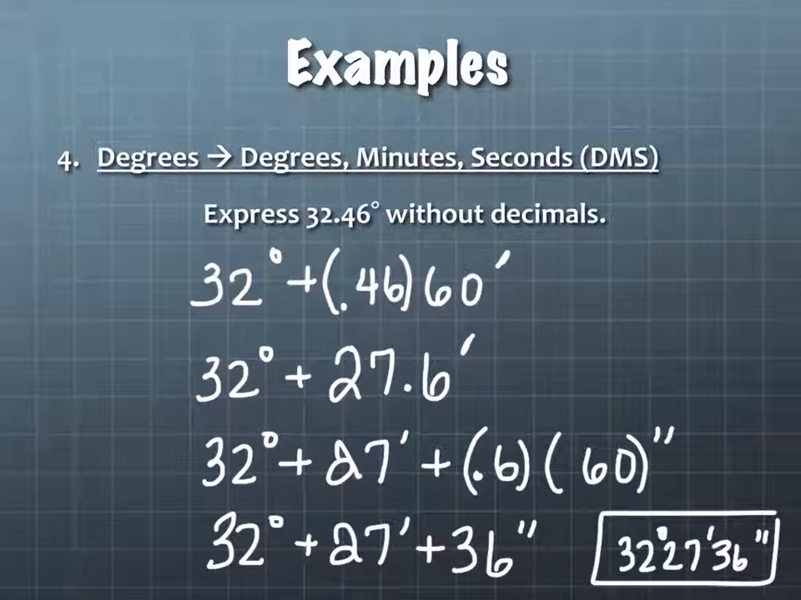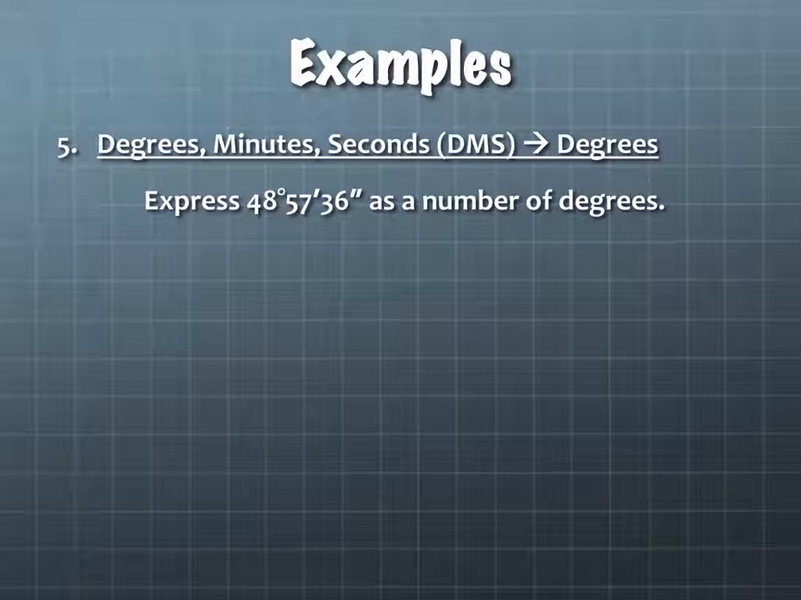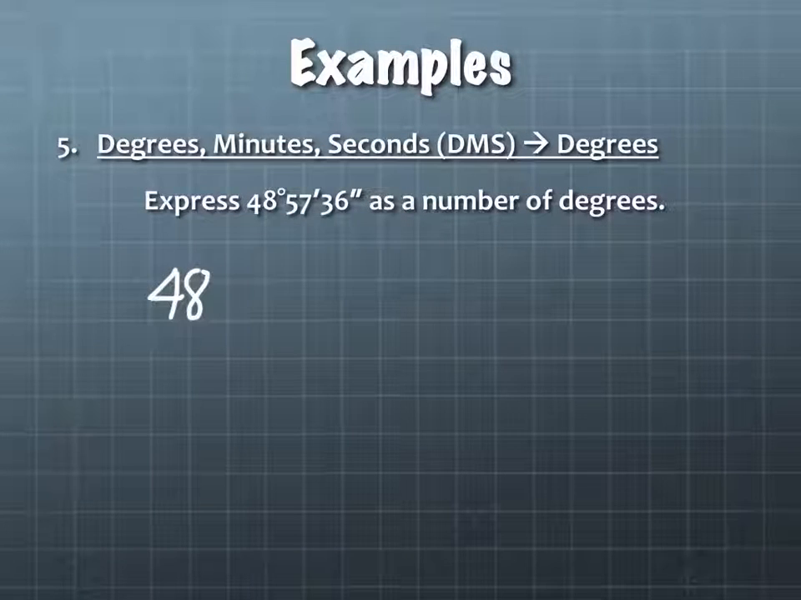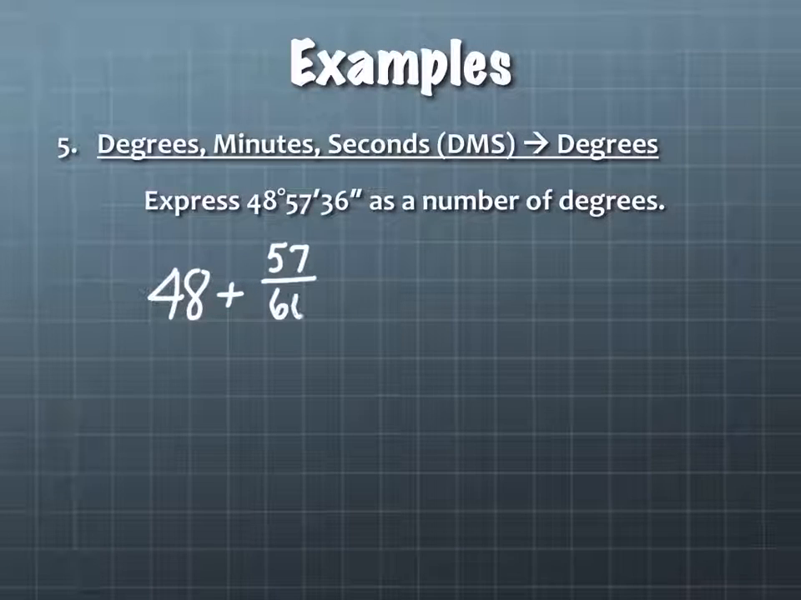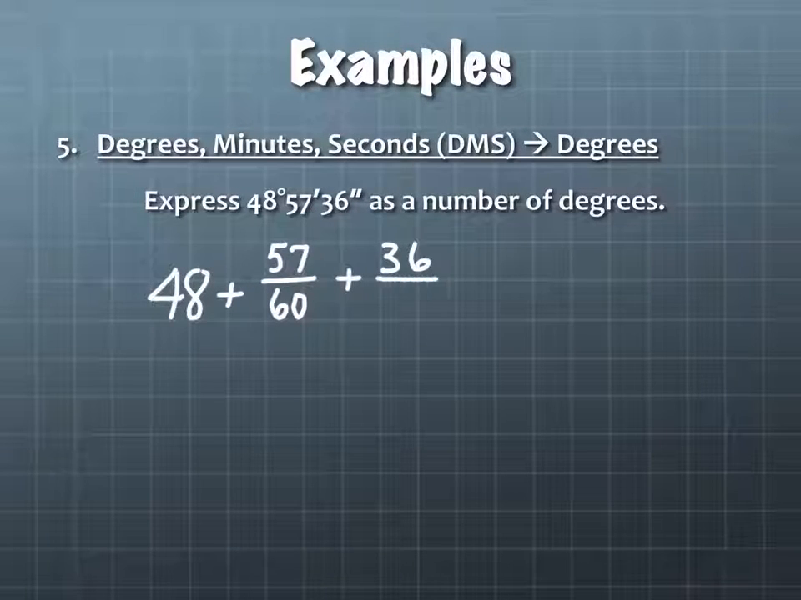So it's all about multiplying by 60s, okay? So if going into degrees, minutes, seconds is about multiplying by 60s, what do you suppose we're going to have to do to take degrees, minutes, seconds, and turn it back into a decimal representation of degrees? We're going to be doing some division. Now here's the cool thing. The 48 stays. The 57 we're going to divide by 60. And the 36 is actually going to be divided by 60 squared. Why in the world am I going to divide that by 60 squared?